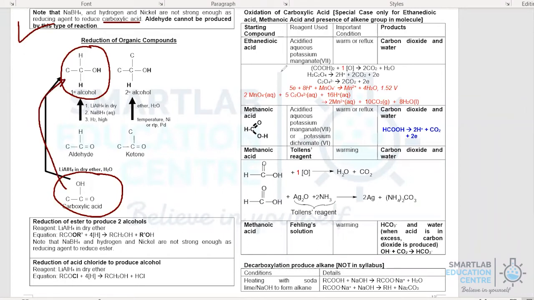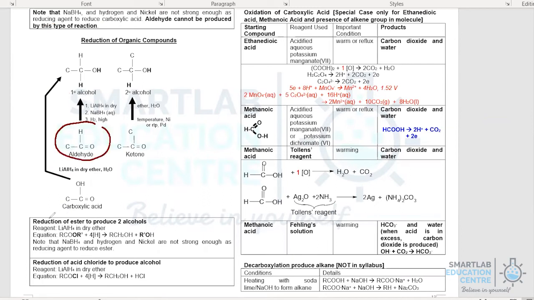Hence, in the exam, if you're asked to produce aldehyde starting with carboxylic acid, you might have to reduce them to primary alcohol and thereafter oxidize it using acidified potassium dichromate and undertake fractional distillation to extract the aldehyde.